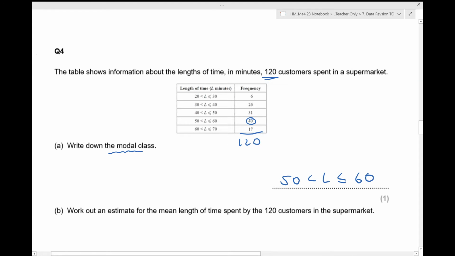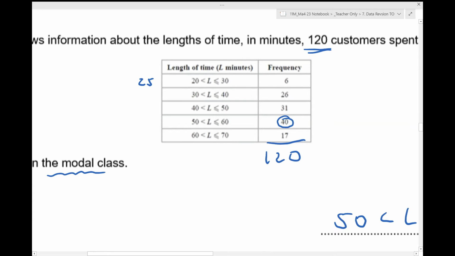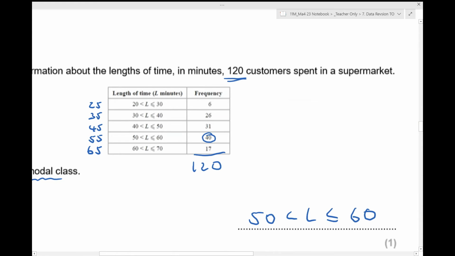Work out an estimate for the mean length of time spent by the 120 customers. Midpoints: 25, 35, 45, 55, 65. I don't think we need to use our calculator trick to work out those midpoints. Now I'm going to multiply, then add, and then divide. 25 times 6, 35 times 26, 45 times 31, 55 times 40, 65 times 17. Multiply, add.